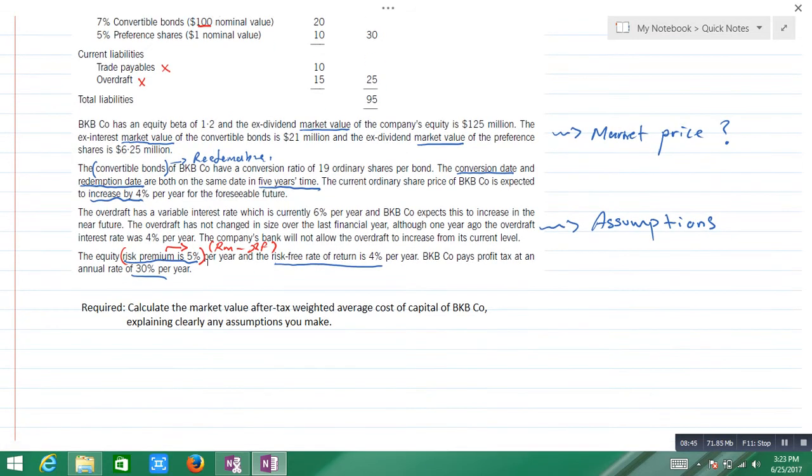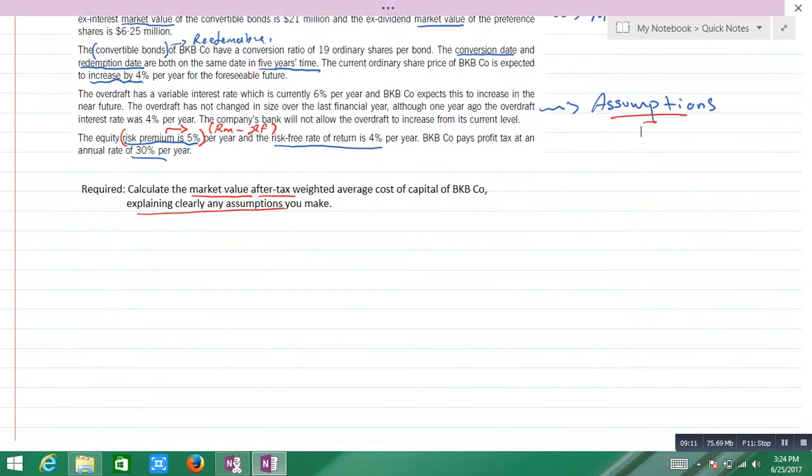Now if you look at these, the required, we need market value after tax. Definitely we always do that. We calculate WACC based on market value, and it is always post tax. And later we have to explain an assumption, why we are not going to include the overdraft and so on. So let's start our working here.